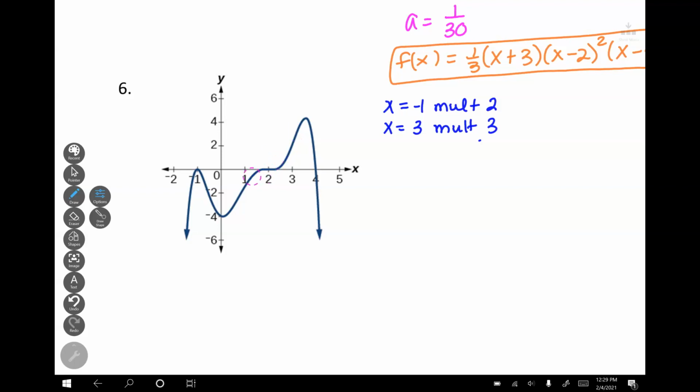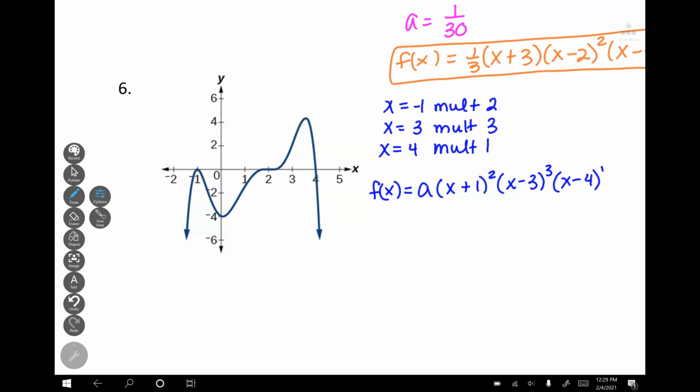So because it goes through, you know it has to be odd, and because it bends, we know that it's not 1. So we're going to go with the lowest possible thing that it could be, which is 3. And then at 4, it goes straight through, so that's just a multiplicity 1. All right, so let's write that polynomial. We don't know the stretch factor, but we do know x plus 1 squared, x minus 3 cubed, and x minus 4 to the power of 1.